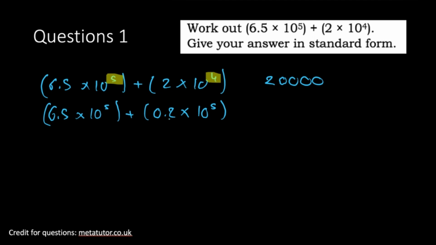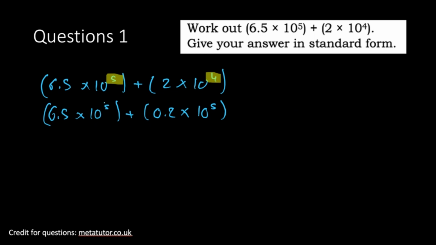20,000. 0.2 times 10 to the power of 5 is 20,000 also. So these are both the same numbers, just the power of 10 is different and the number is different. Now we do this so that we can actually finish this question without using a calculator or without expanding any of these brackets. So it's a much faster method.